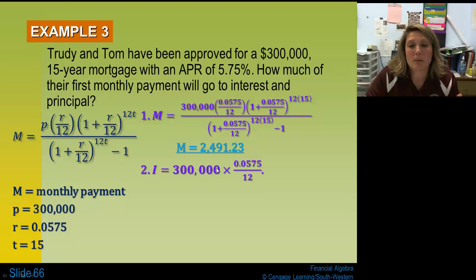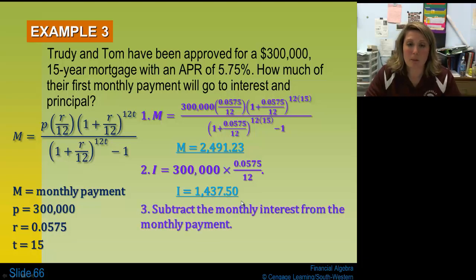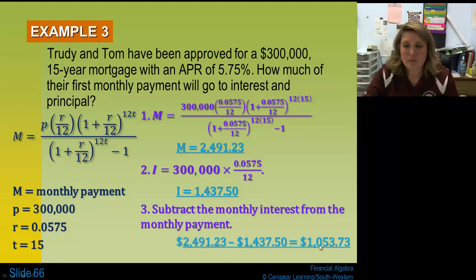Step 2 was to find the interest that they pay in a year. So again, it's the principal times the rate divided by 12. So the interest is $1,437.50. That's again per month. Subtract the monthly interest from the monthly payment, and you end up with $1,053.73. So the monthly interest was $1,437.50, and the monthly principal amount right now was $1,053.73.